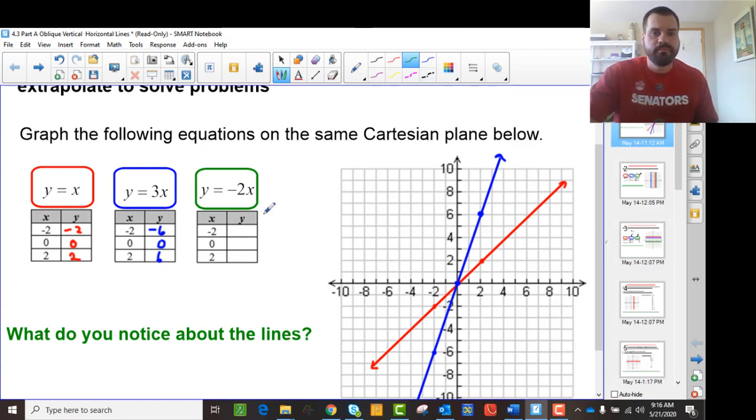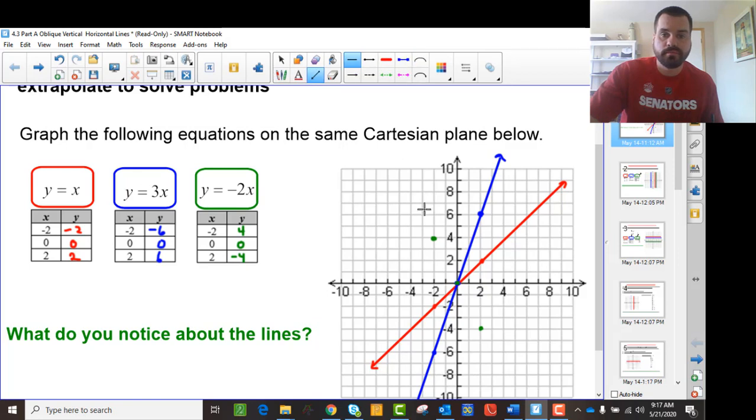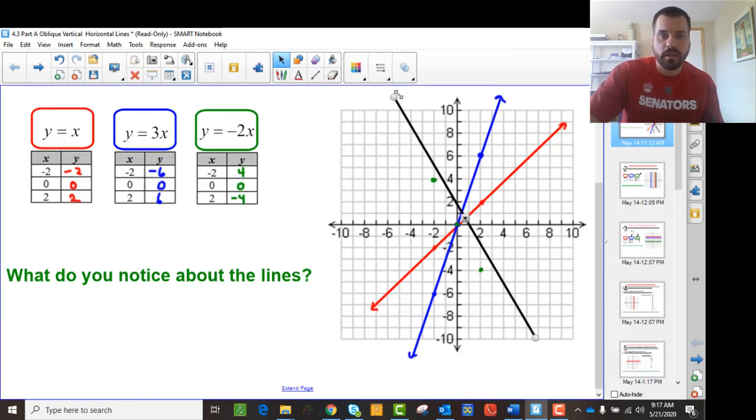And then the green one is -2x. So all these things are going to get multiplied by -2. So -2 times -2 is 4. 0 times -2 is 0. And then 2 times -2 is -4. So at -2, I'm going to be up at 4 here. At 0, I'm at 0 again. And then at 2, I'm down here at -4. So I'll draw a line through those. Okay, and again, I'm going to adjust it and change the color.